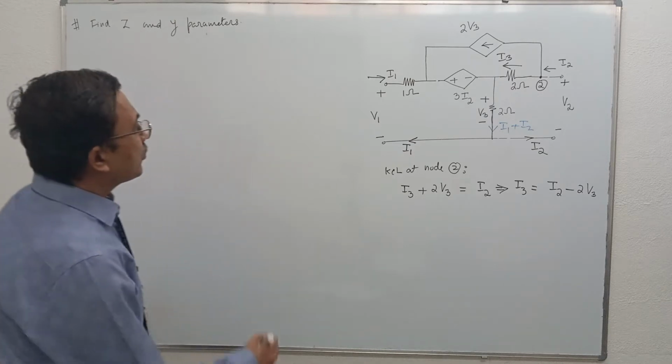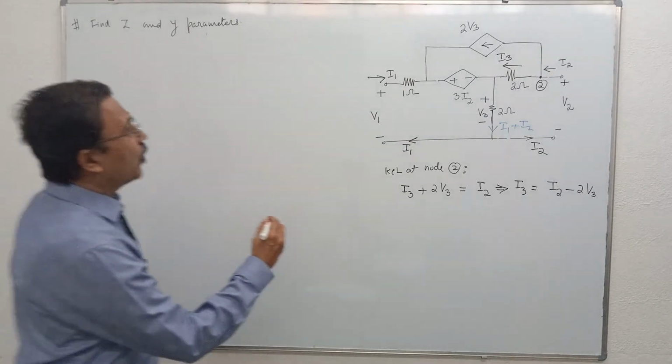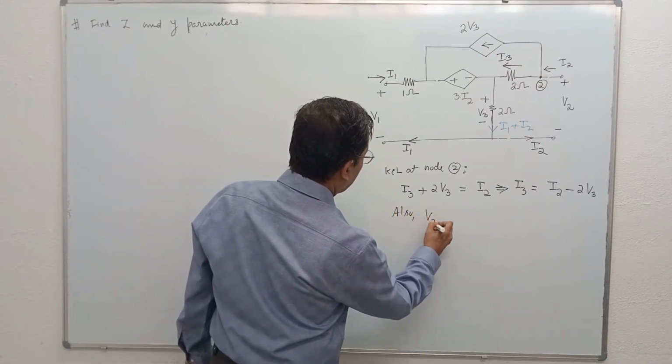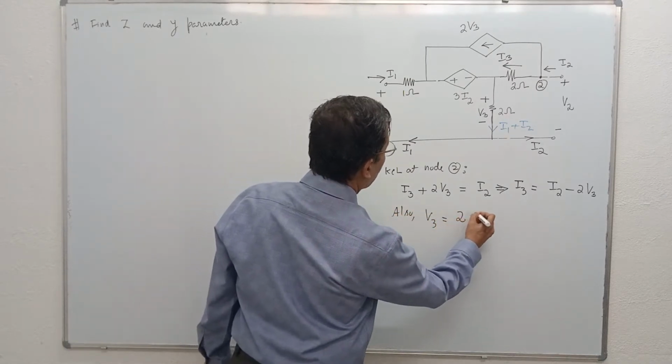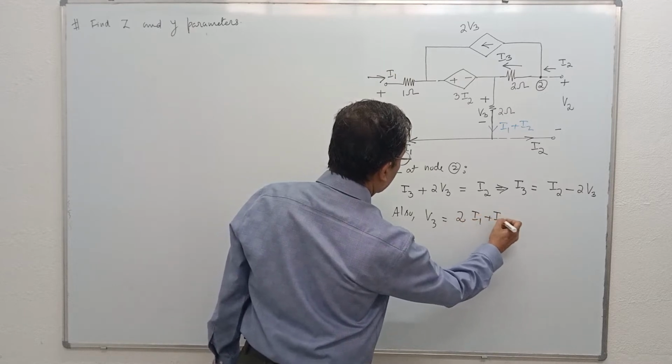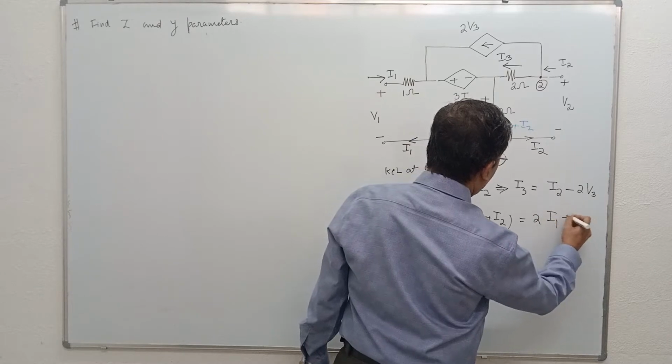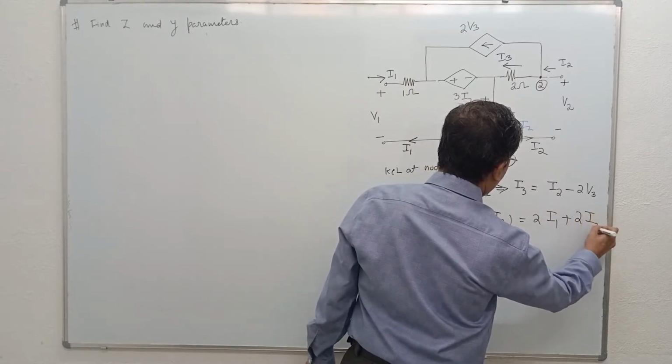Okay. So now what is V3? V3 is equal to 2 times I1 plus I2. That means V3 is equal to 2 times I1 plus 2 times I2.